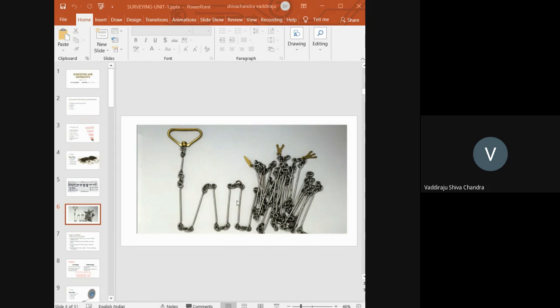So what happens is, when you lay this chain on the ground, in order to avoid counting of the links, suppose I have laid this chain on the ground and I want to measure a distance of 13 meters. Each link is 20 centimeters or 0.2 meters. How many links do I need to count?